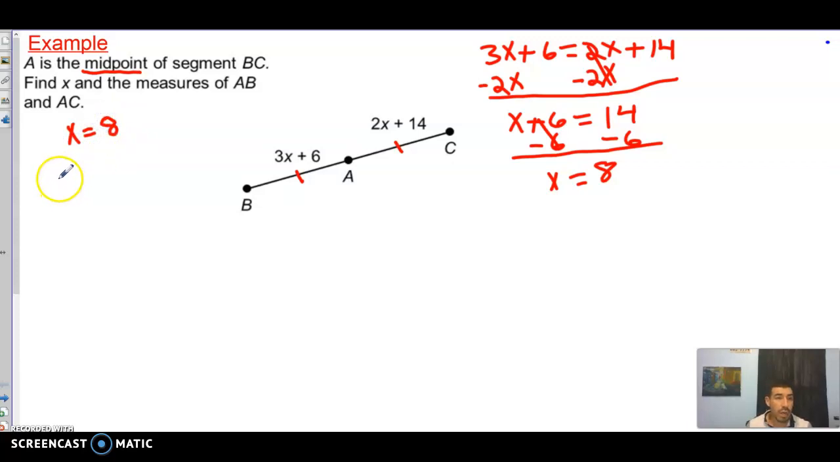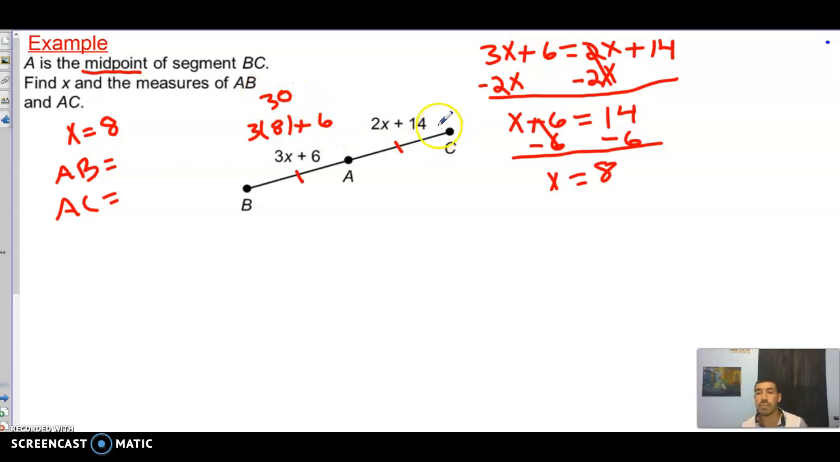Now, we also want AB, and we also want AC. So what I do for AB is I take 8 and I plug it in, okay? So we're going to go to the left side and plug it in. That would be AB. So 3 times 8 plus 6. 3 times 8 plus 6 gives me 30.